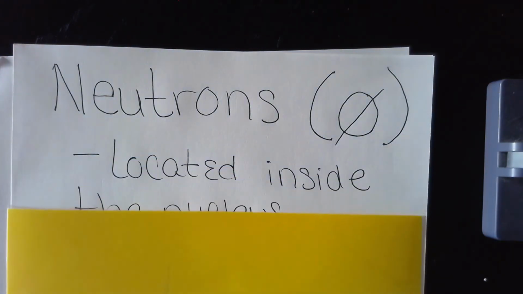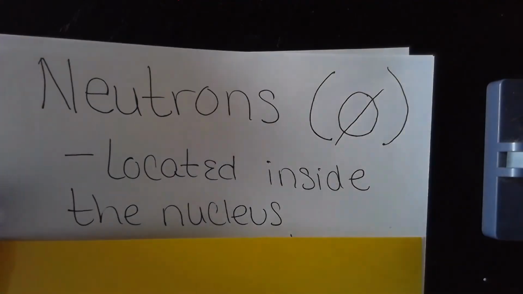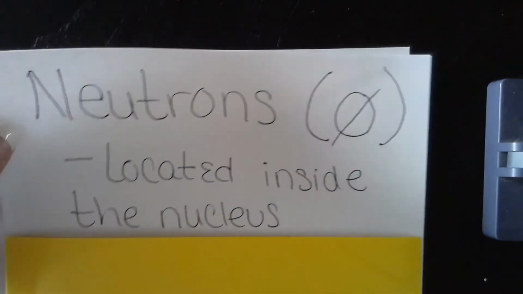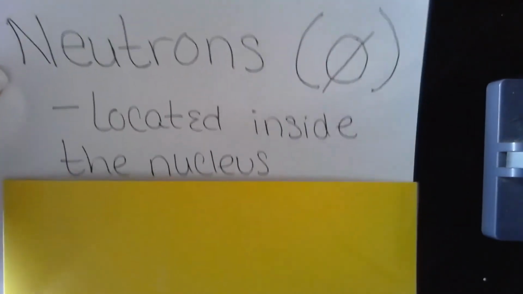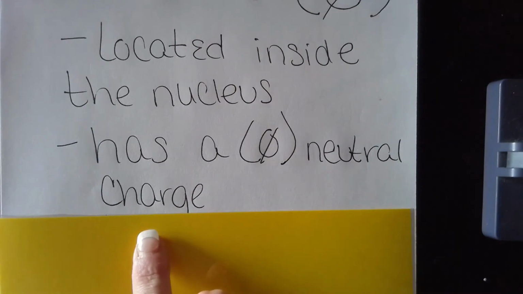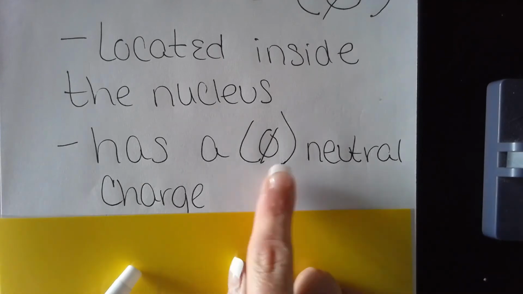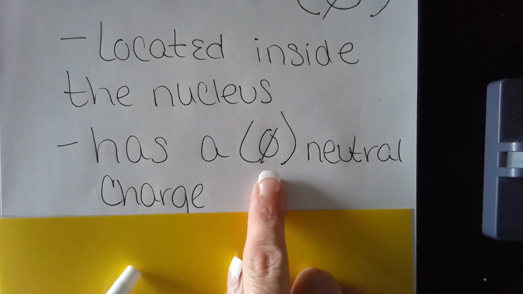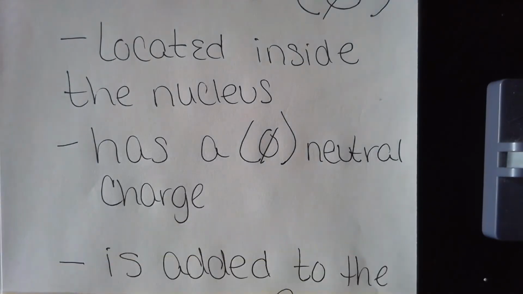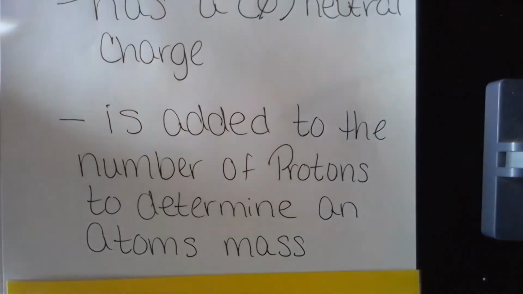Neutrons. They are located inside the nucleus. And who are they hanging out with in that nucleus? The protons. Remember, if you're going to be neutral, would you rather want to hang out with the positive guy or the negative guy? I would want to hang out with the positive guy, but that's me. It has a neutral charge. That means when you put one proton with the neutron, it's still one because it doesn't cancel it out. It has no effect on it. It's just one. And last, it is added to the number of protons to determine an atom's mass.